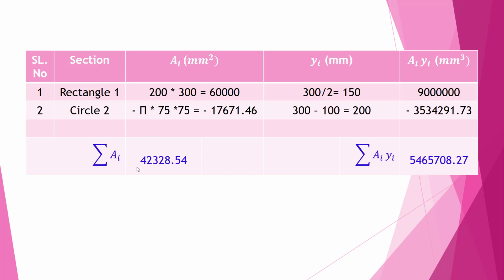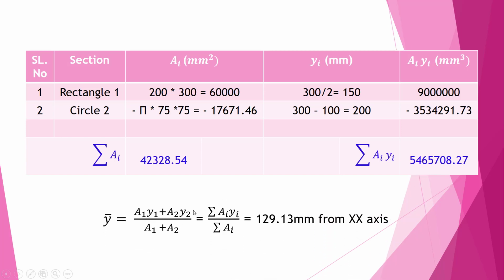Now let us find the algebraic sum of all the areas, and we can write that here. So sigma ai will be equal to 42,328.54 mm square, and we need to find the algebraic sum of ai yi also. That will be 5465708.27. Now in order to find y bar, final value divided by the sigma ai value, which will be equal to 129.13 mm from x axis.